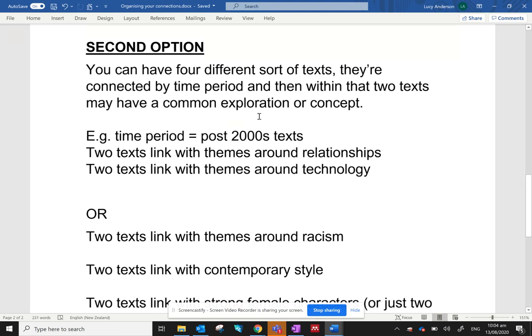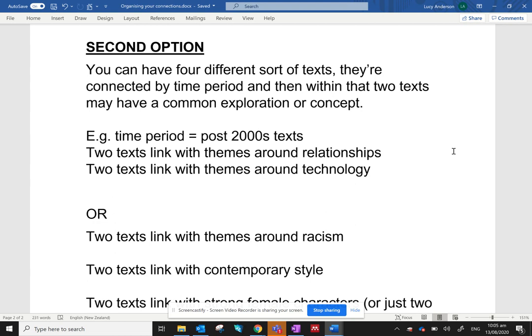So then what you're going to do is look for what is connected. So you might find, for example, that you've got two texts that link around themes about relationships and two that link with technology. And that's okay. Ultimately, all four of them are connected through time period, but you'll notice that, yeah, there are interesting thoughts around relationships. And two of them are interesting thoughts around technology. So ultimately, you're saying that post 2000s texts, you can see within them that some of them explore relationships and some of them explore technology.